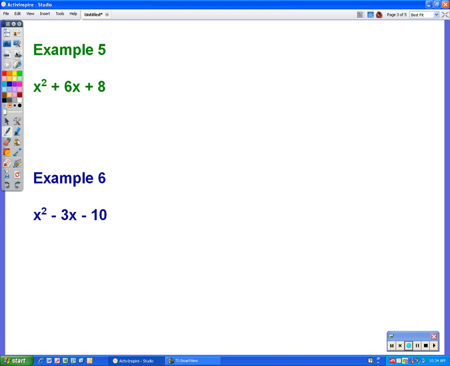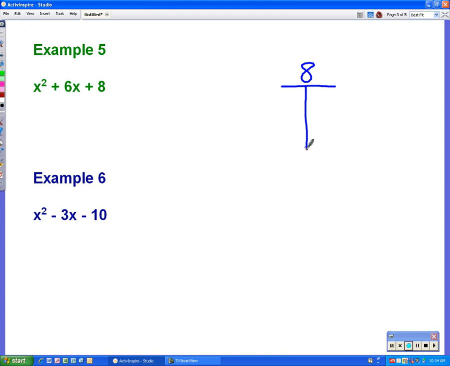Since there are three terms here, we start with the last term, 8. What we want to do is look for factors of 8 that add up to the middle term, 6. Well, factors of 8, remember, are 1 times 8, 2 times 4. Well, that's not too difficult. Which two add up to 6? Well, 2 and the 4.